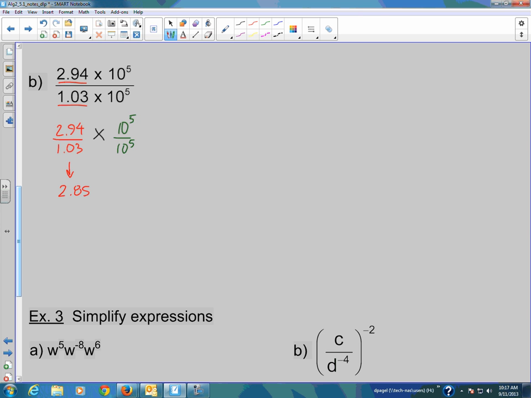There's our c value, and it fits. It's in between 1 and 10, so that's good. And then our exponential, we have quotient powers, so I have 10 to the 5 minus 5, 10 to the 0, so I end up with 2.85 times 10 to the 0. Well, this whole thing just becomes 1. My final answer can just be written as 2.85.